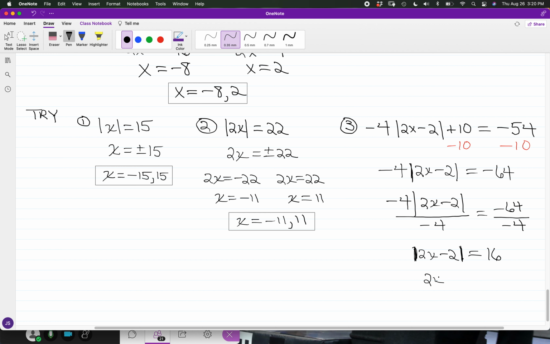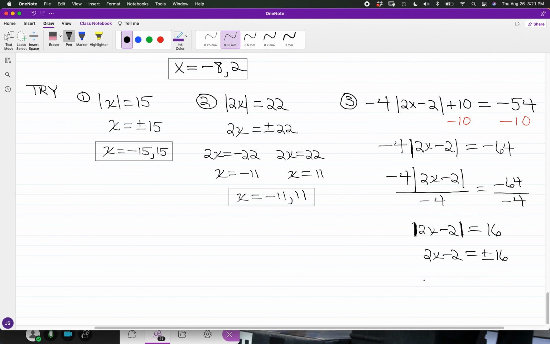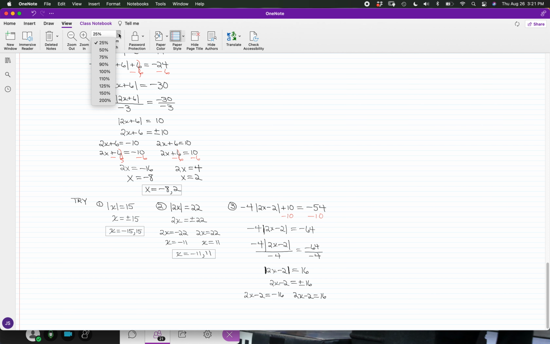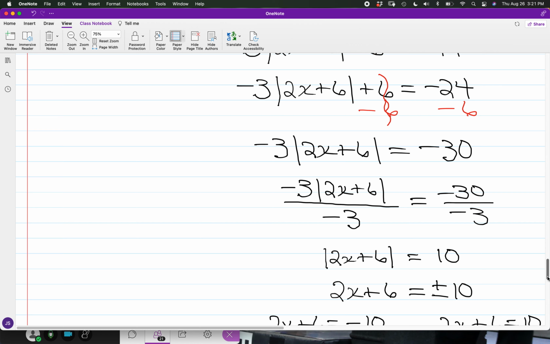And upon removing the absolute value bars, we're going to set 2x minus 2 equal to those numbers with an absolute value of 16, so we're going to have positive and negative 16. So we have the creation of the equations that will enable us to solve for x. We have that 2x minus 2 is equal to negative 16, and that 2x minus 2 is equal to 16. And for both equations, we'll add 2 to both sides throughout.